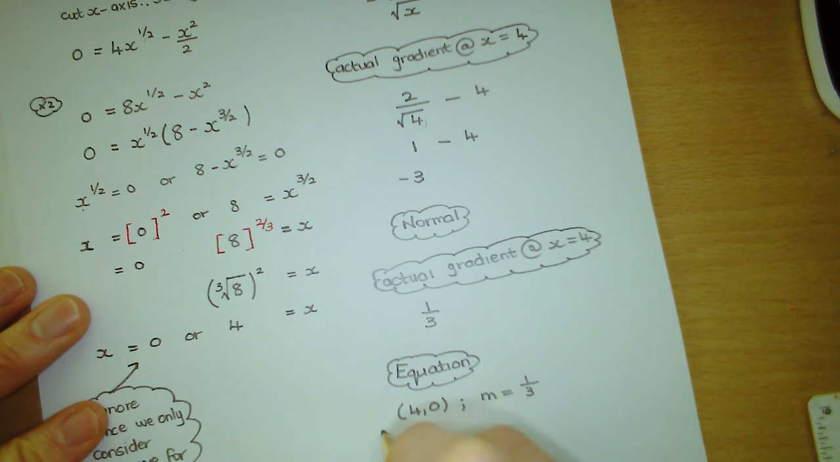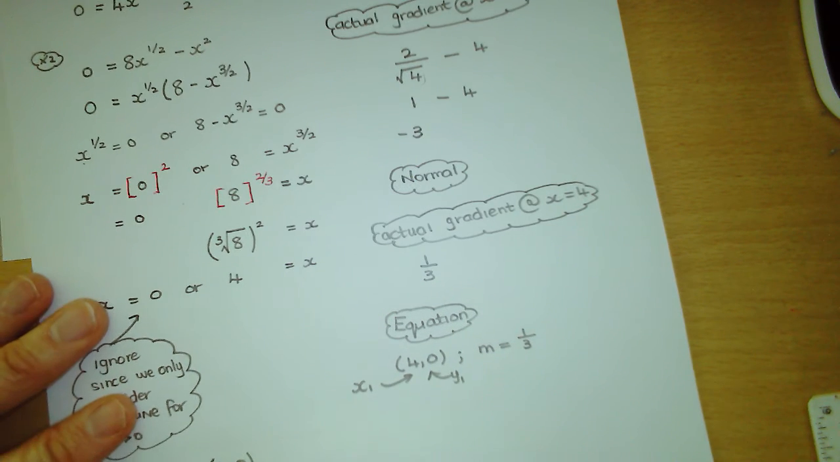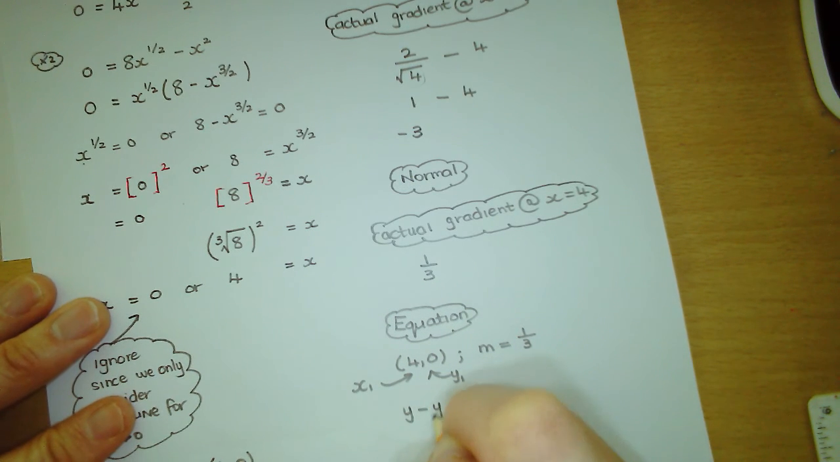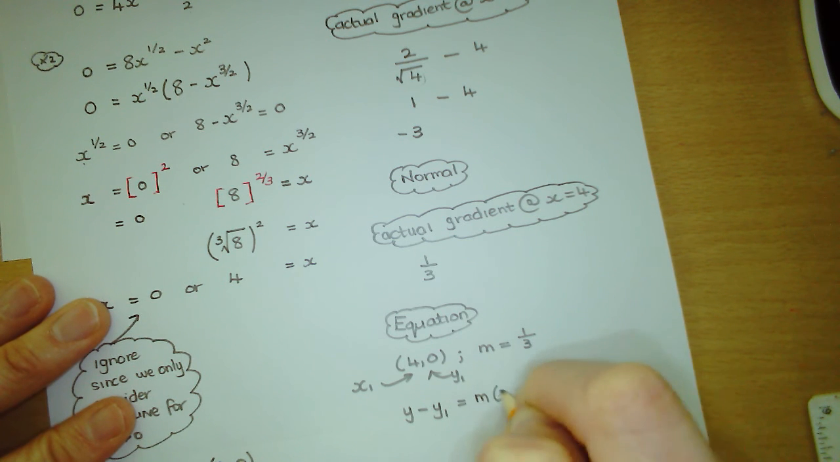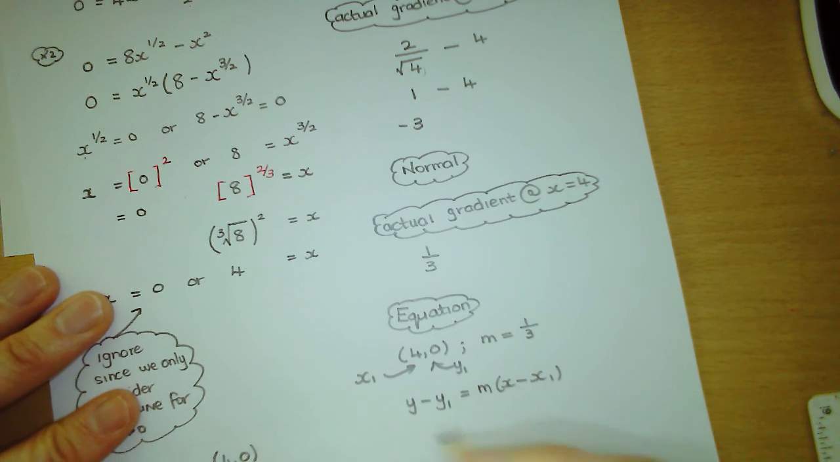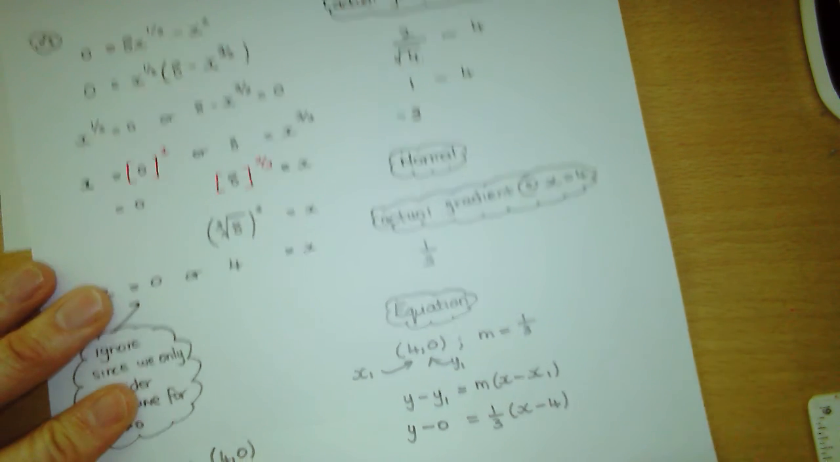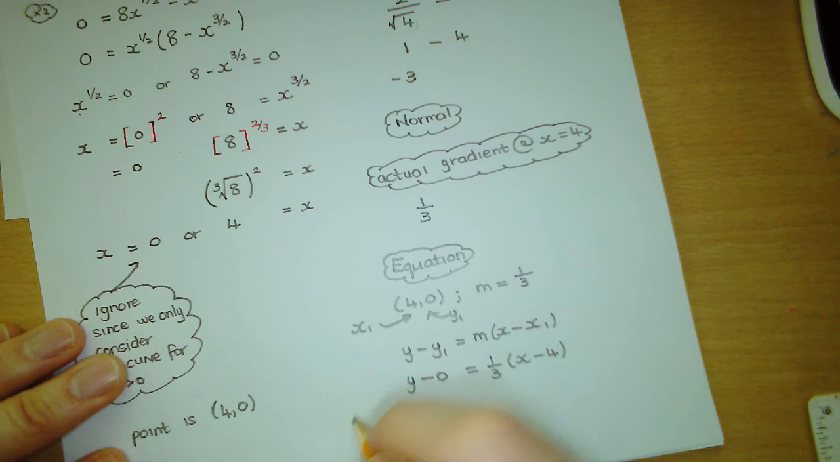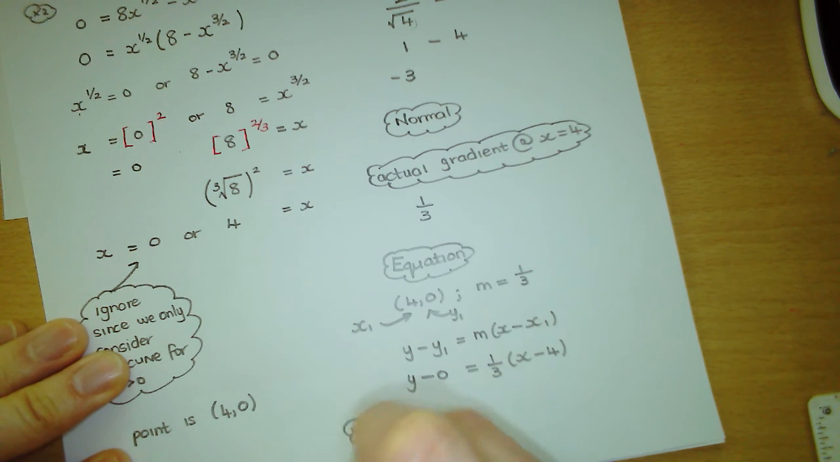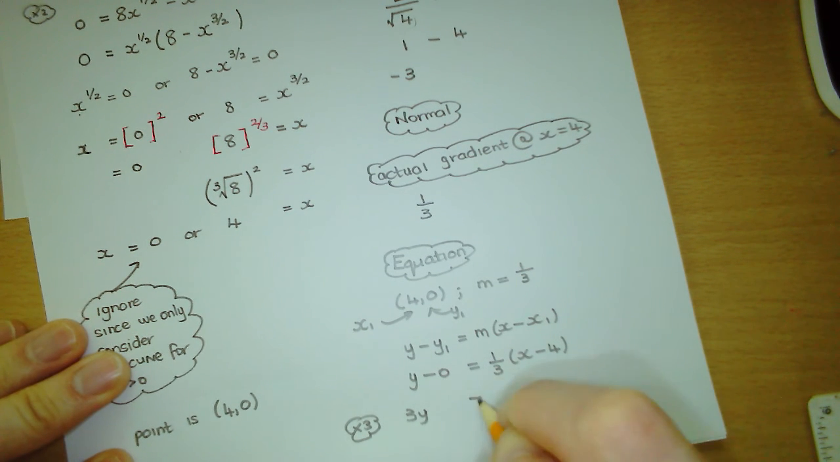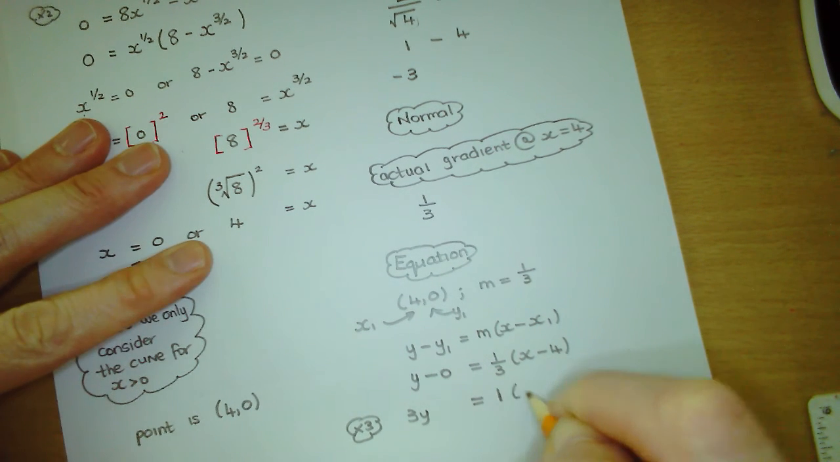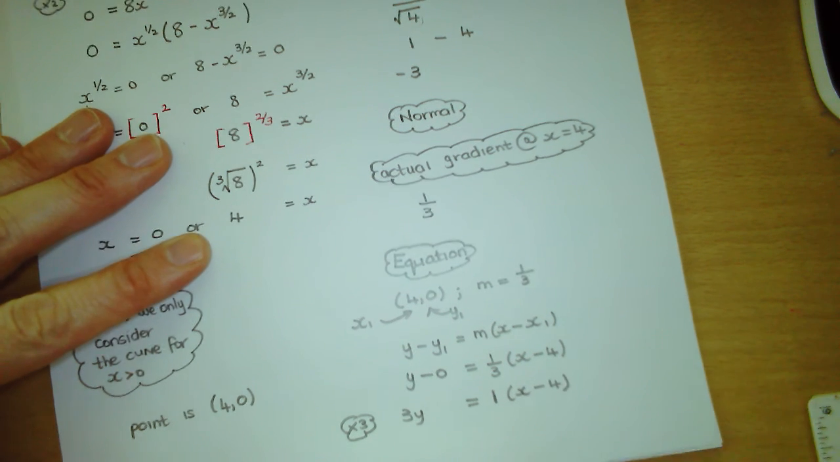So label the point x1, y1 and chuck the point and the gradient into the general equation of a straight line. So we're going to get y minus 0, and that's equal to 1/3 upon x minus 4. We're going to multiply through by 3 to clean the denominator. Multiply out our brackets.